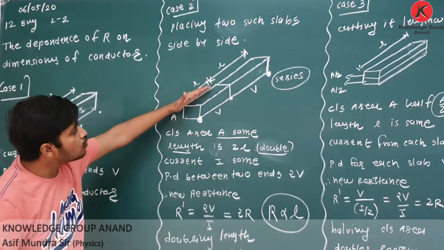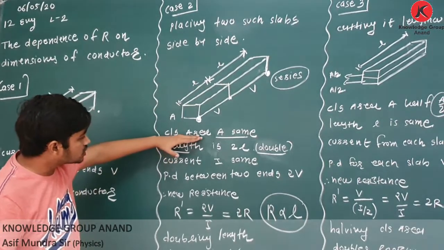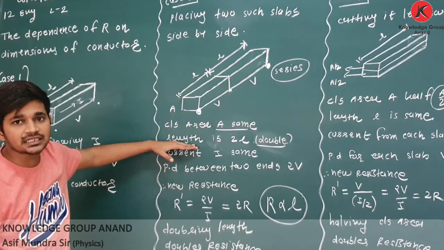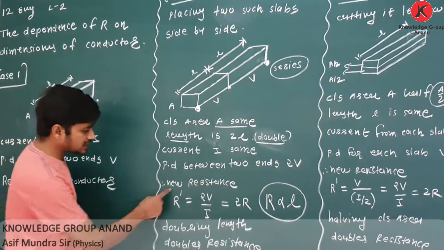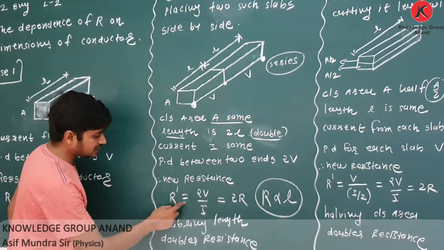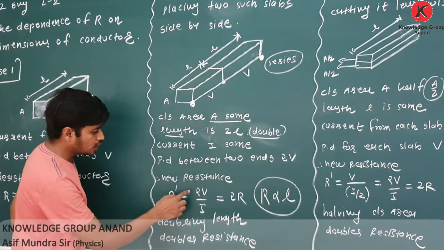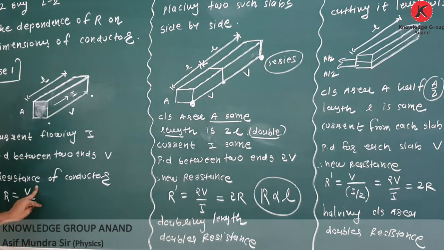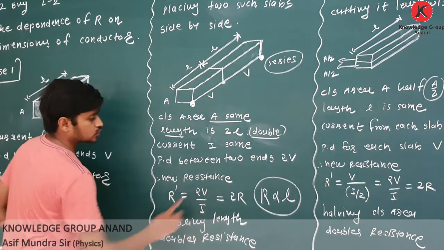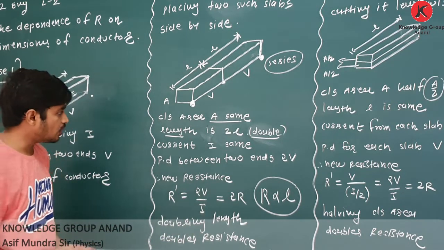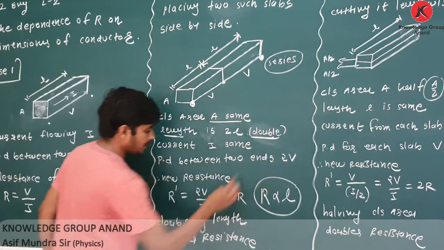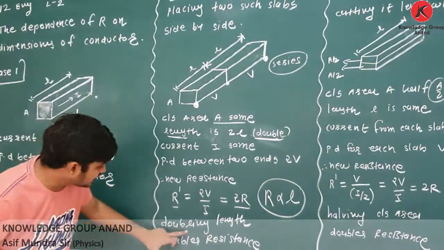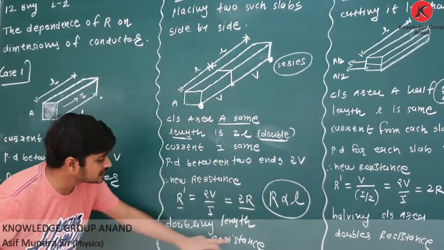So here I have one conductor in which the cross-sectional area is the same but the length is doubled. In the new case, resistance R dash is equal to 2V upon I, which is 2 times V upon I. What is V upon I? V upon I is R. So it is 2R. See now, the length is doubled and the resistance is also doubled. So doubling length doubles resistance.